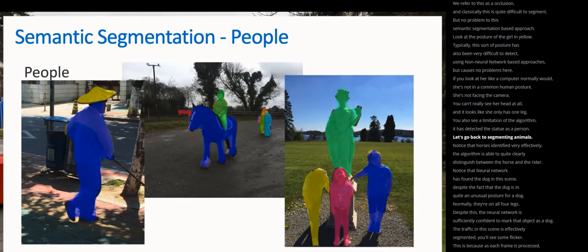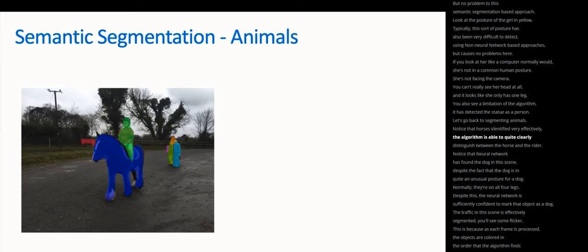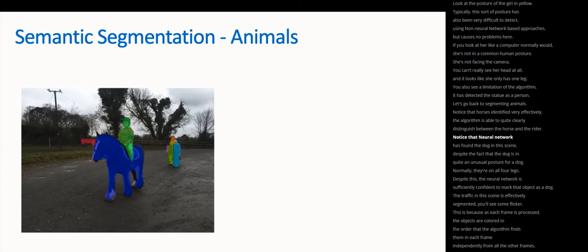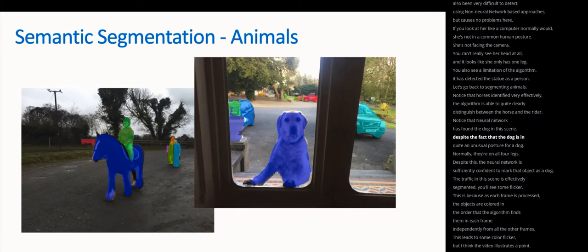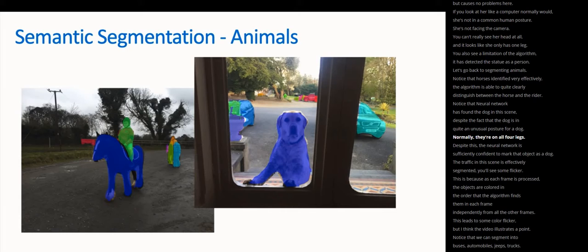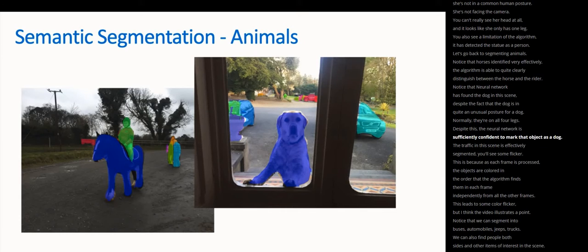Let's go back to segmenting animals. Notice that horses are identified very effectively. The algorithm is able to quite clearly distinguish between the horse and the rider. Notice that the neural network has found the dog in this scene, despite the fact that the dog is in quite an unusual posture for a dog. Normally they are on all four legs. Despite this, the neural network is sufficiently confident to mark that object as a dog.